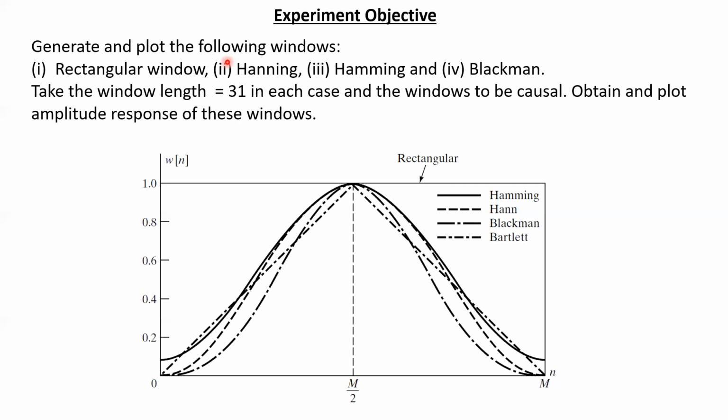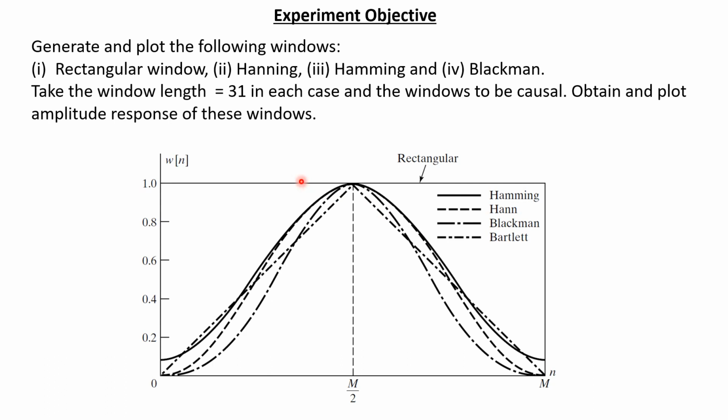We come across in DSP a number of times different kinds of windows like the rectangular window, Hanning window, Hamming window, Blackman window, and some other kinds of windows, Bartlett window, or it may be a Kaiser window. Normally these windows are useful in designing FIR filters, right?